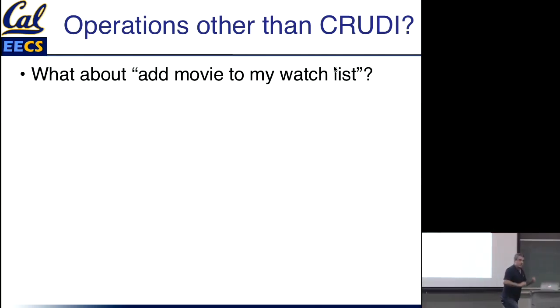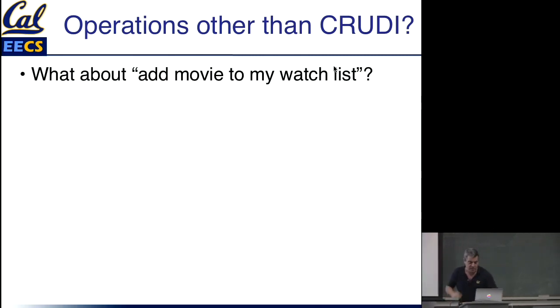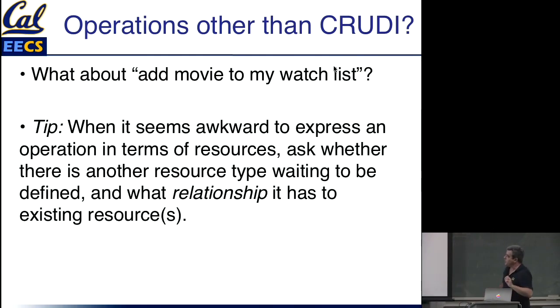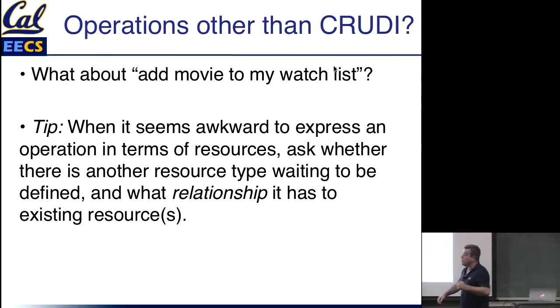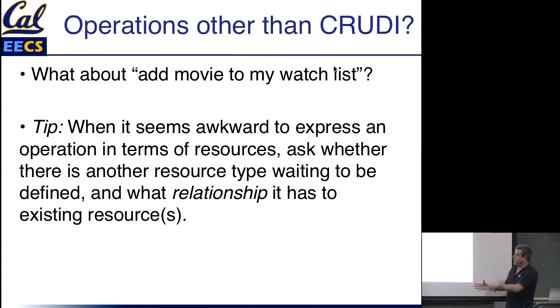That was the real answer, and it was kind of a trick question. So thank you for getting the answer that I'm trying to drive people to, which is if it seems awkward to express an operation in terms of the resources you have, maybe you don't have all the right resources. Maybe there is another resource type waiting to be defined, and it has some relationship to the existing resources. But if you had that other resource, then the answer to the question would have been obvious.